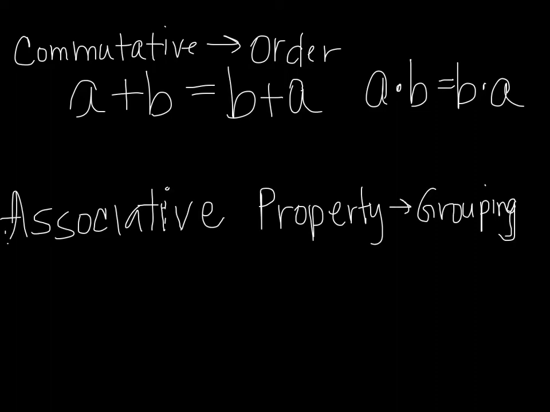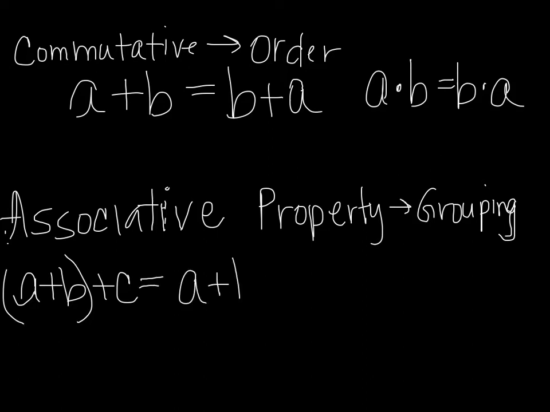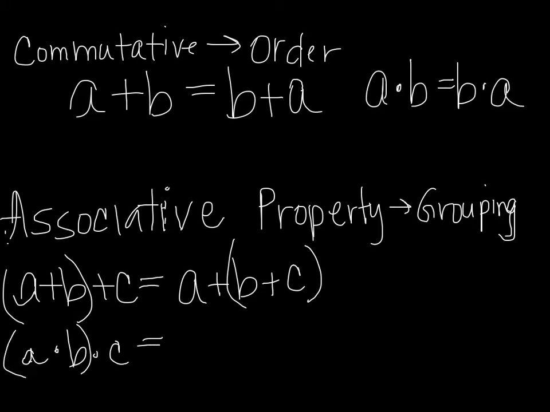In the associative property, we're talking about the grouping. And the grouping doesn't matter in addition and multiplication. So for example, A plus B plus C, if we do A plus B first, we're going to get the same answer as if we do B plus C first. Same goes for multiplication, A times B times C. If we multiply A times B first, we're going to get the same answer as if we multiply B times C first.